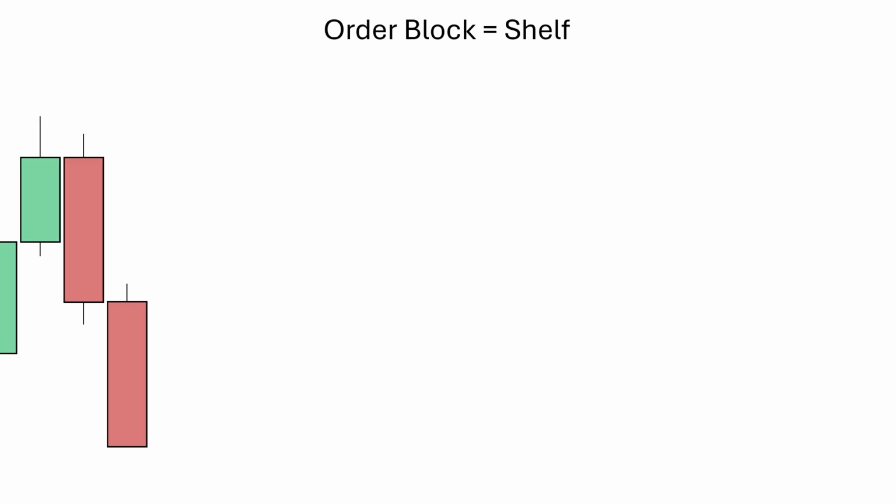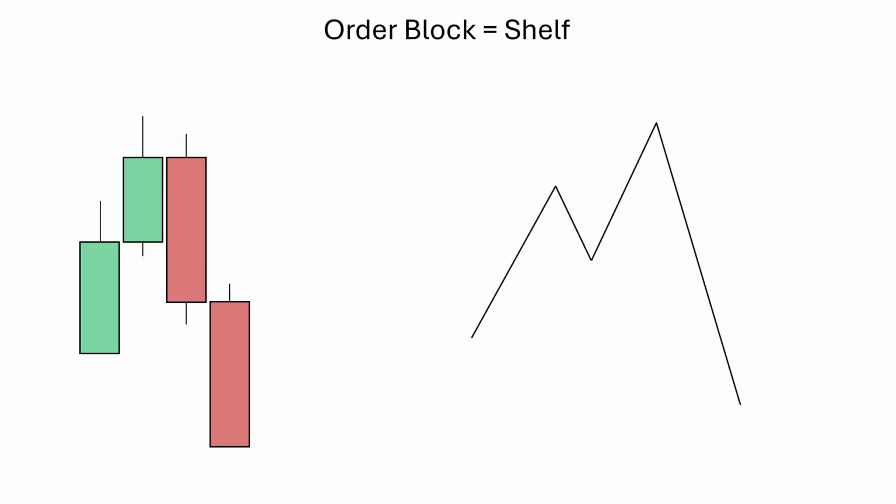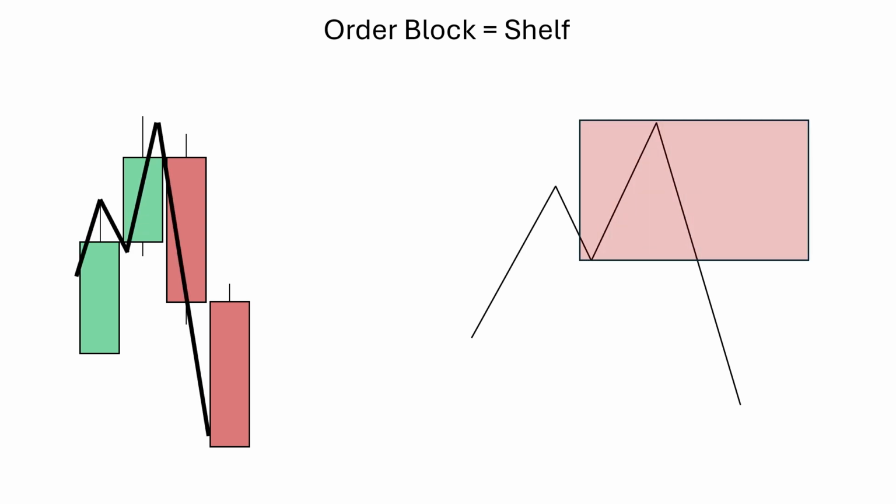So all your order block is a higher time frame representation of a shelf. So on a lower time frame, this is how your order block would look. You would see a range being formed and a breakaway to form your order block.